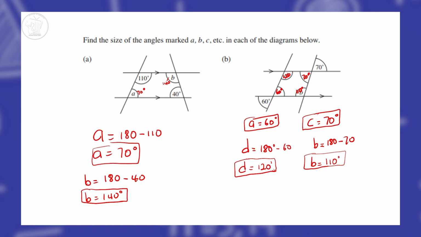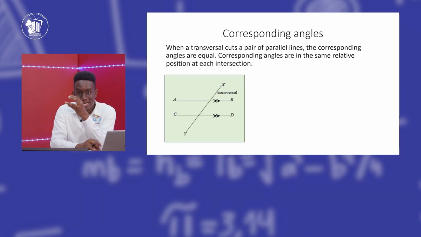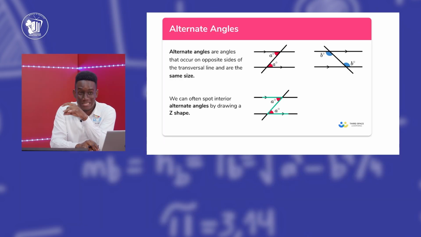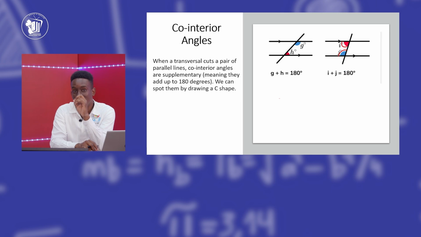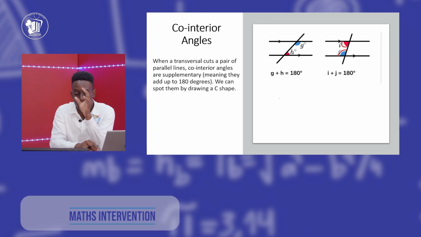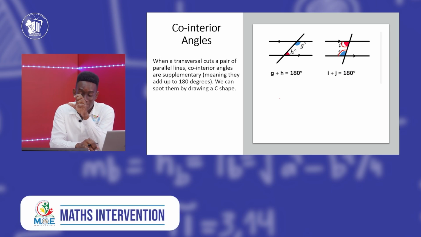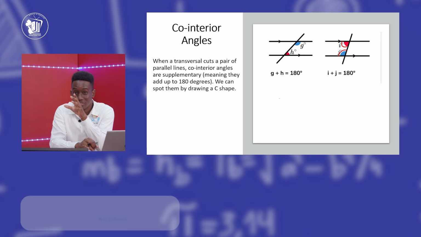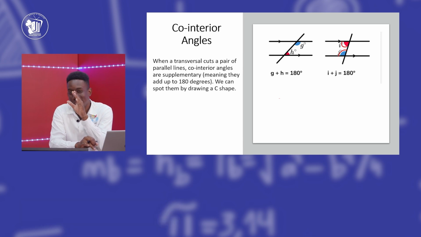With that, this has brought me to the end of this video. We looked at corresponding angles, alternate angles, and co-interior angles. One thing we saw in all of these examples is that they involve parallel lines. So the lines must be parallel.